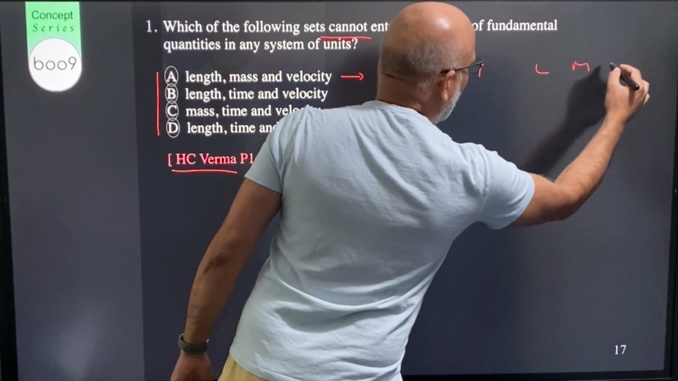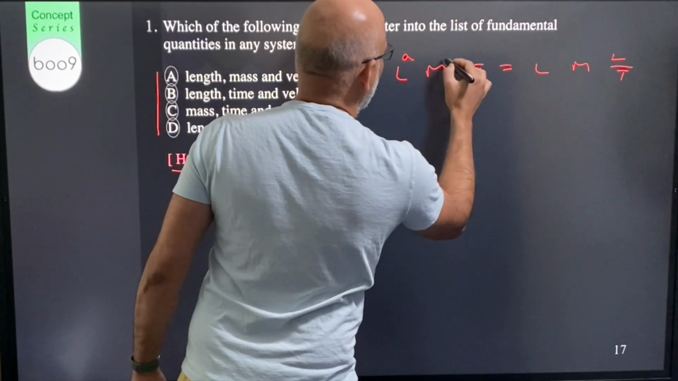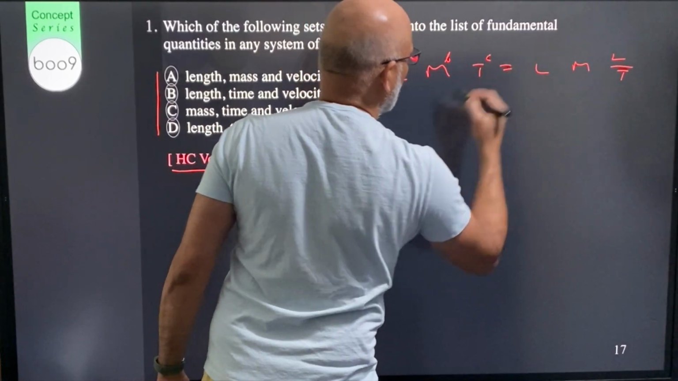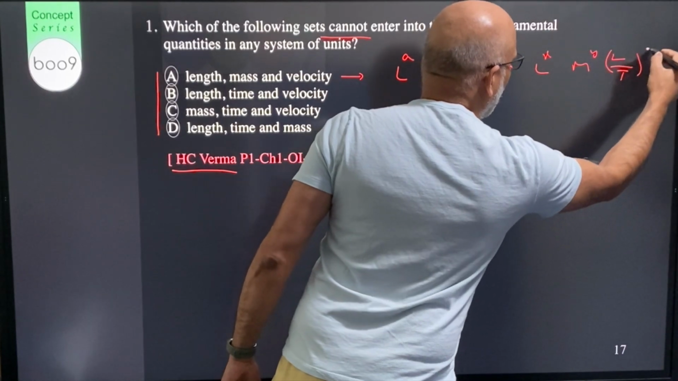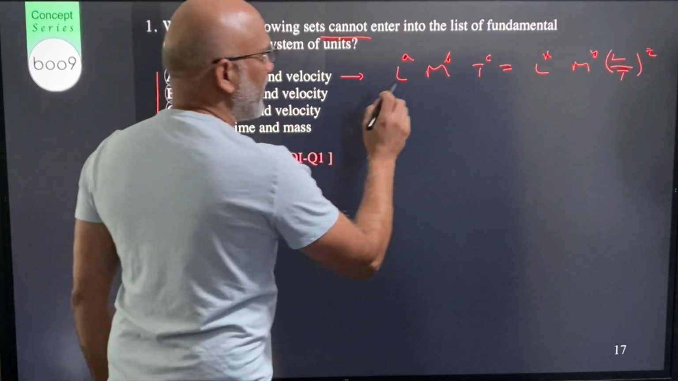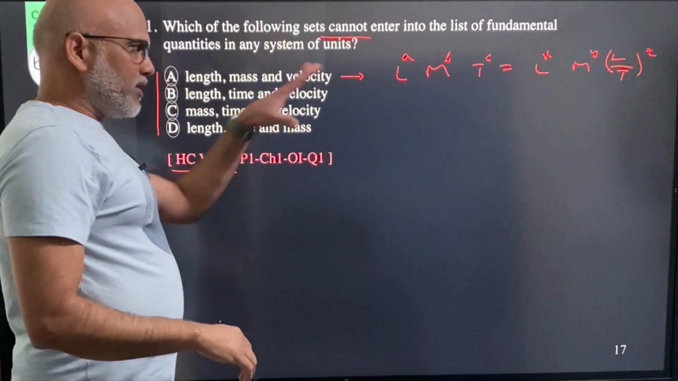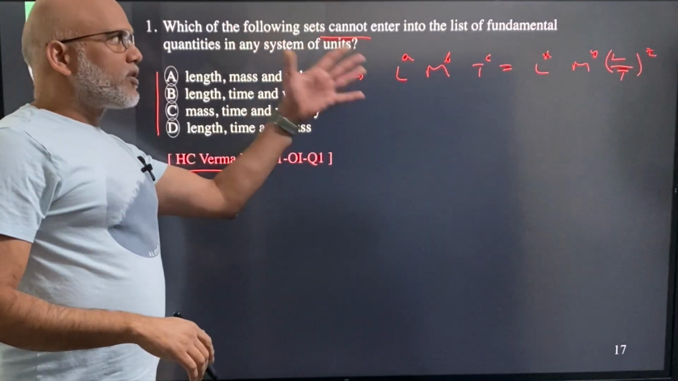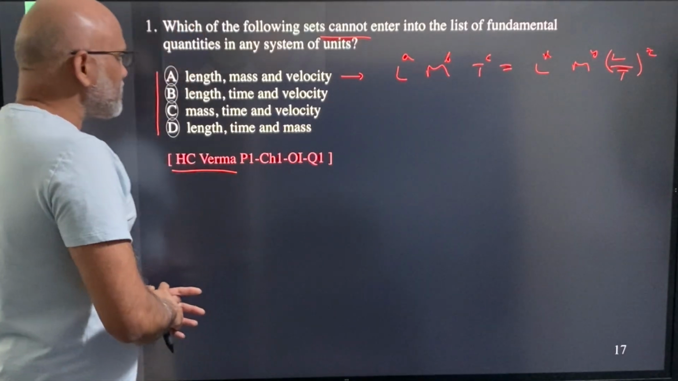Length, mass, and velocity is length over time. So what we do is this to the power a, this to the power b, and this to the power c. So this to the power x, y, and z, and we try to see if we can find a unique x, y, z for any a, b, and c. And we can, of course, just do like we did earlier, but there is actually a simpler approach in this case.